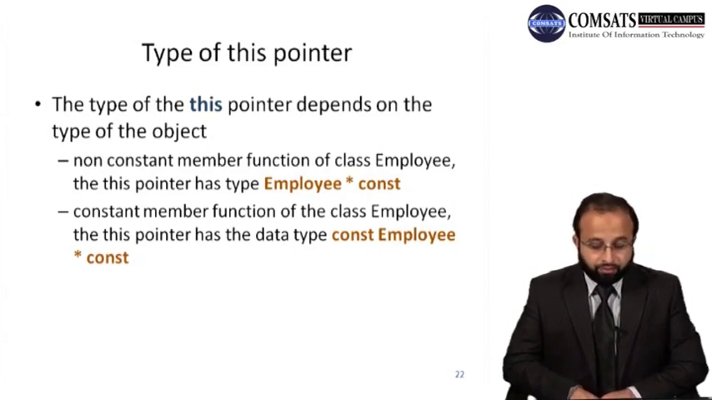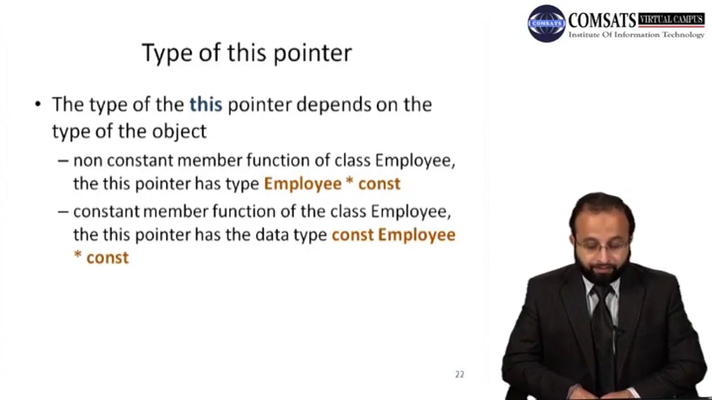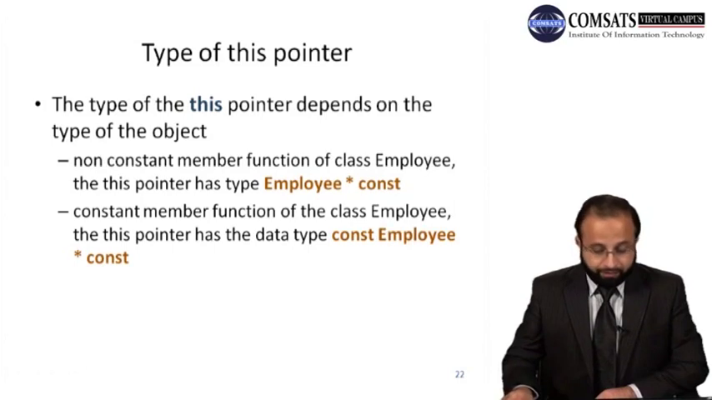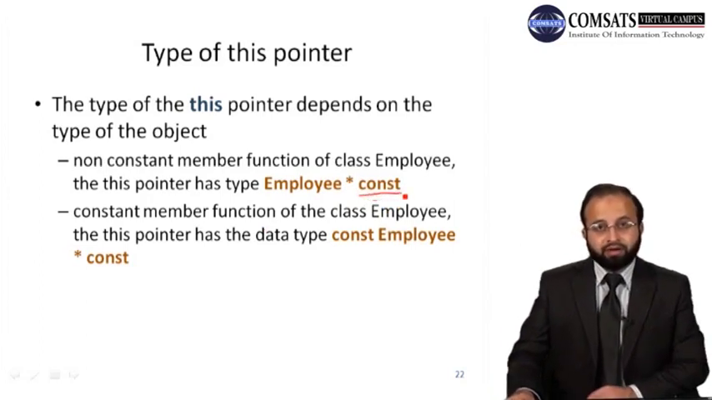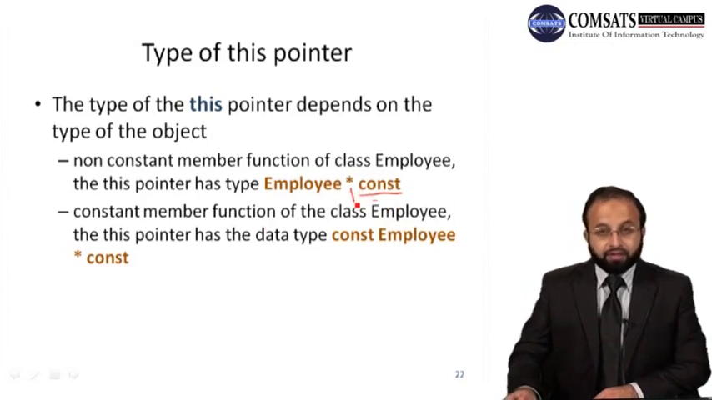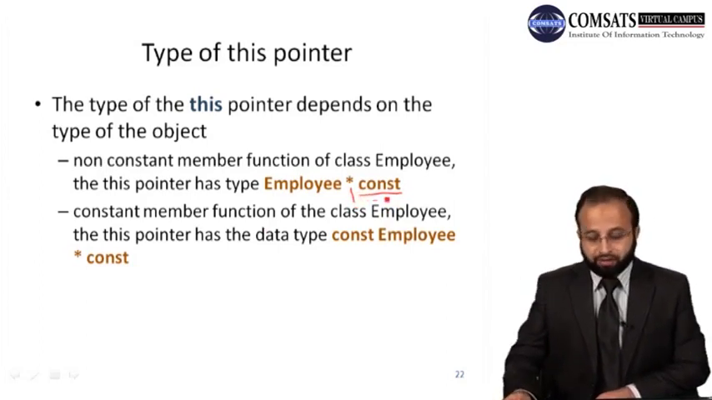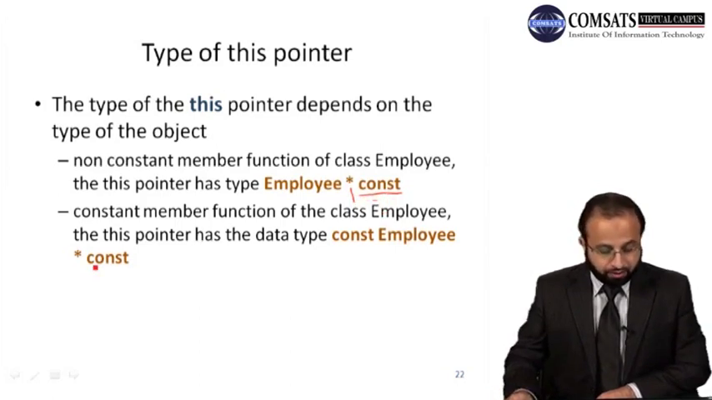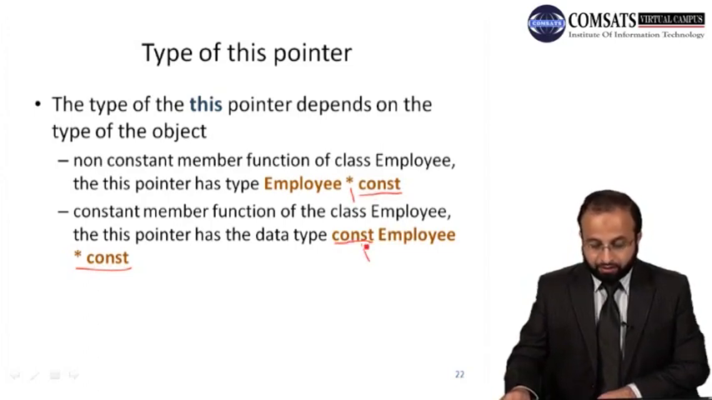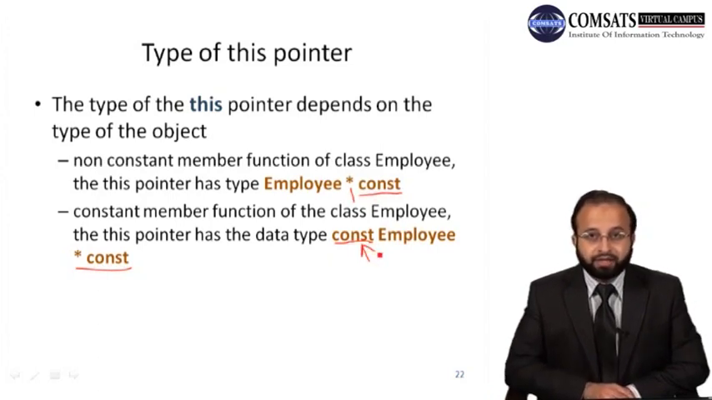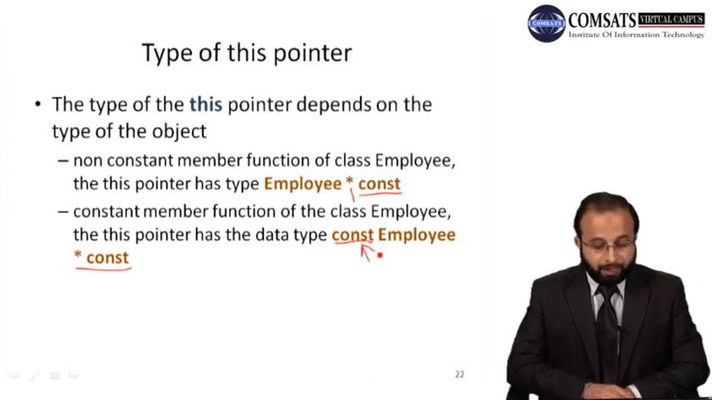So this is what we have seen. For a constant member function of class Employee, the type of this pointer has the data type const Employee * const. Now here the first const keyword represents that the object is constant. The last const represents that this pointer is a constant. You cannot change the value of this pointer, right? In any case. Constant member functions are called by the constant object, and a constant object cannot call the non-constant member functions, right?